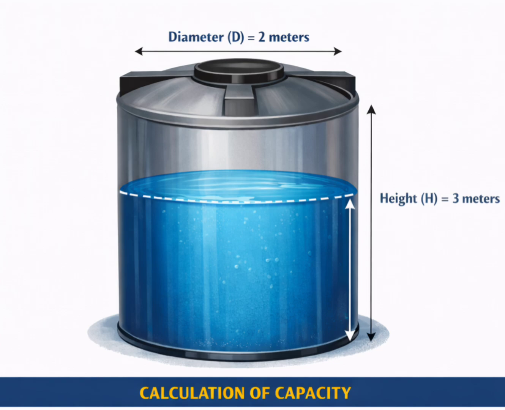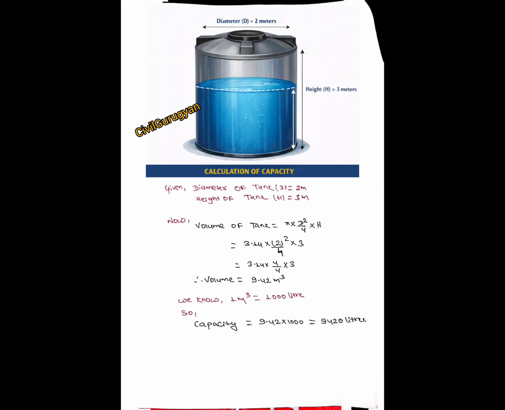Today we will learn about an important topic: how to find the calculation of a water tank and its capacity in liters. Now let's head towards the calculation. We have given from the figure the diameter of the tank D is 2 meter, and the height of the tank is 3 meter.